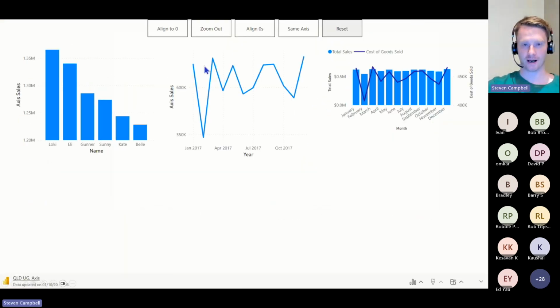So here is my axis. You can see that I've got 3 graphs here, and we're looking at sales.